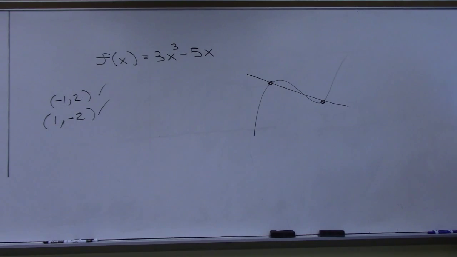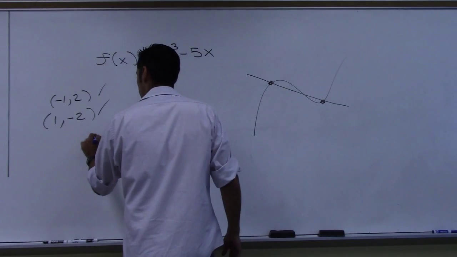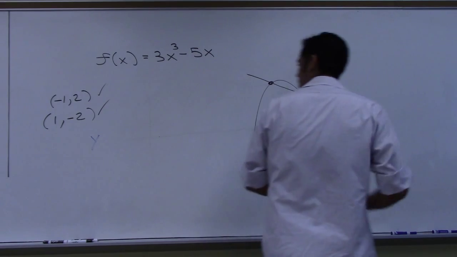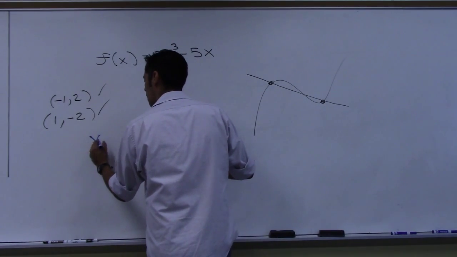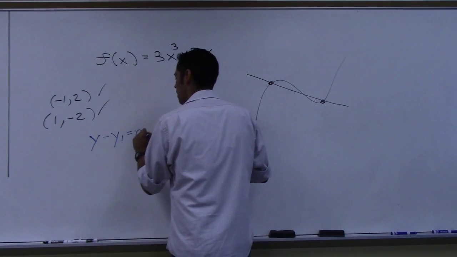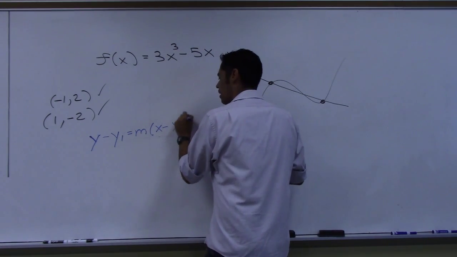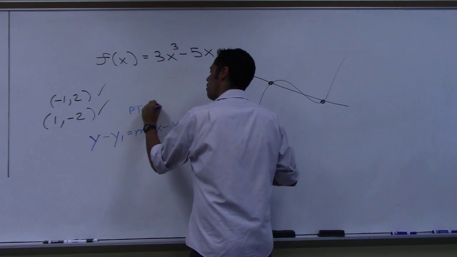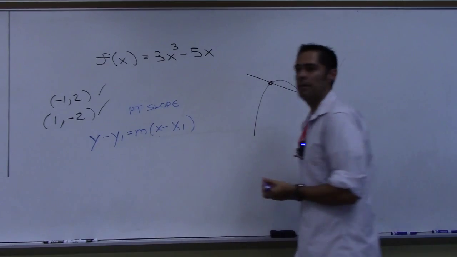So how do you find the equation of a line? What do you need? Slope and intercept, or you can also use what's called the point slope formula. There were 2 formulas we had for the equation of a line if you're given 2 points. The one that we're going to use is y minus y1 equals m times x minus x1. This is called the point slope formula for a line.